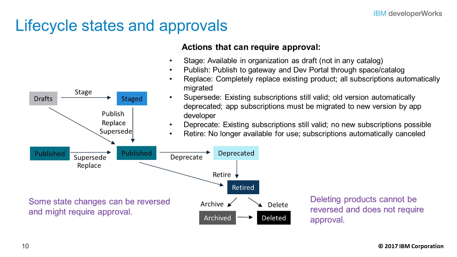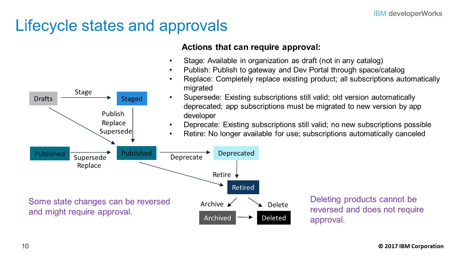At that point, the deprecated product can be retired, which means that it is no longer available for use and all subscriptions are automatically canceled. Note that it is possible to jump straight from draft to published and straight from published to retired. It is also possible to supersede or replace an already published product with another published product.